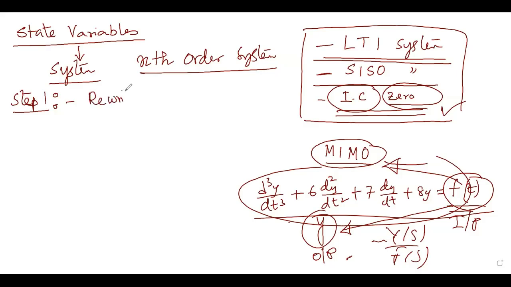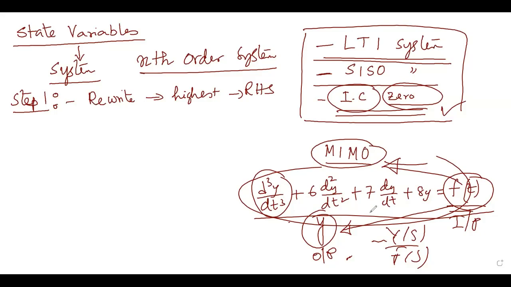You rewrite the equation such that the highest power is in the right hand side of the equation. Okay, so that means if you have this equation, you can easily write this equation. Here the highest power is this d3y dt3.